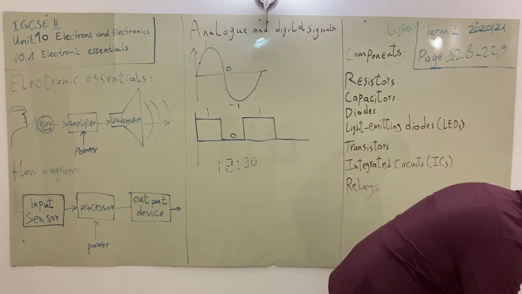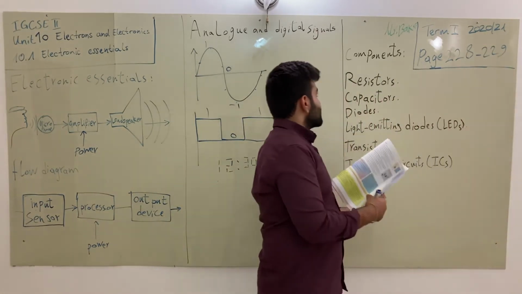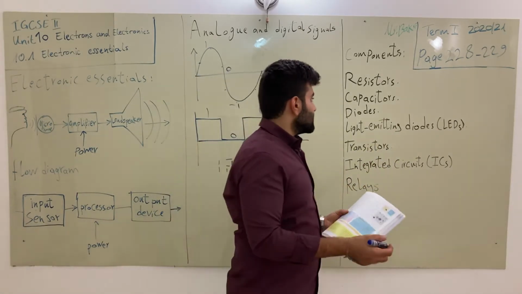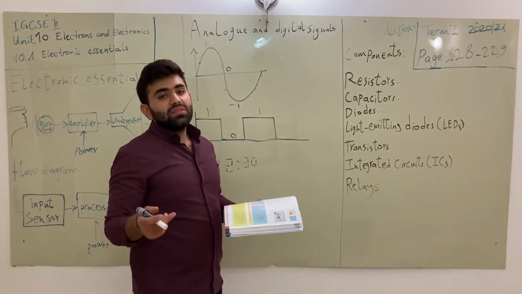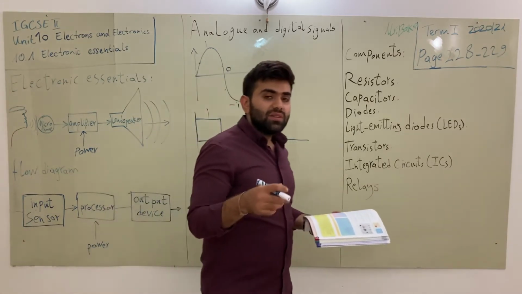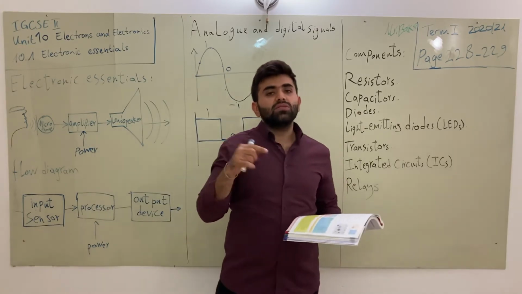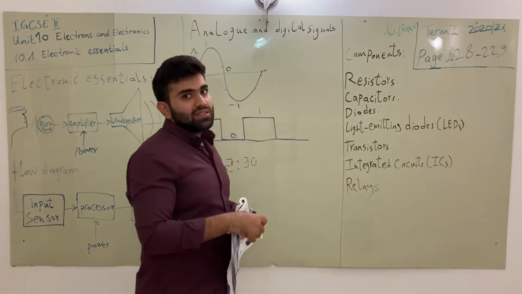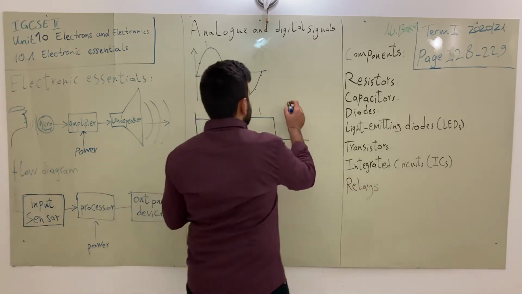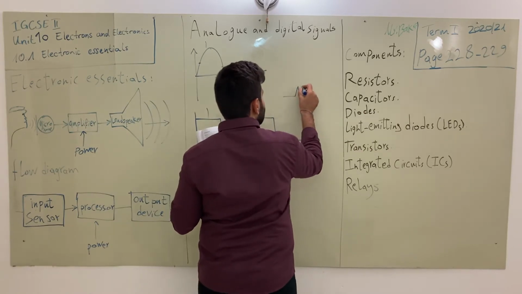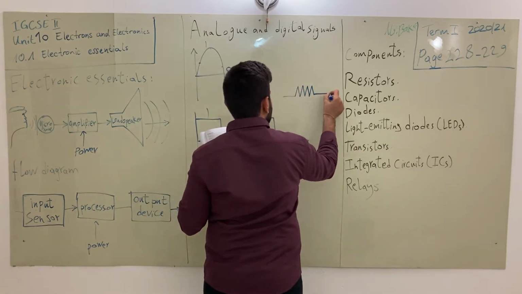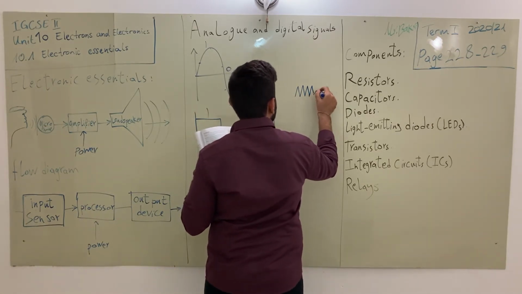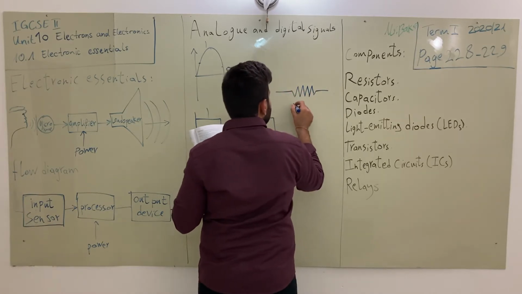When you look at page 228, you're going to see a list of components. First we have resistors. Resistors keep the voltage and the current stable in the circuits, so they don't let it change. Here is the resistor symbol. It is like this, or it's in the middle, or like this.